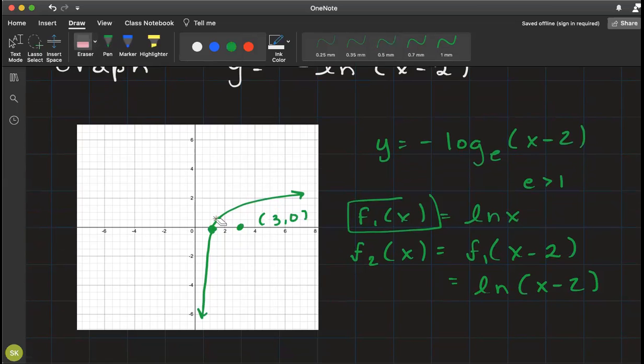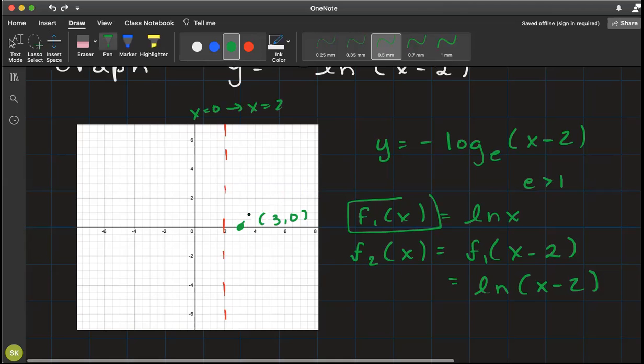We can erase this graph here. But also remember that this vertical asymptote, which was x is equal to 0, will have to shift to x is equal to 2. So that will help us draw the graph. So I'm going to put a dotted line here at 2. And then I'm going to go like, well, that's not very good. Let's try it again. Something like this is what the graph is going to look like.